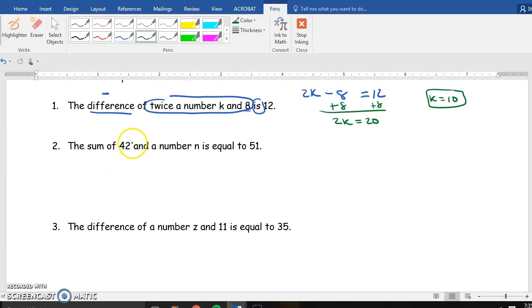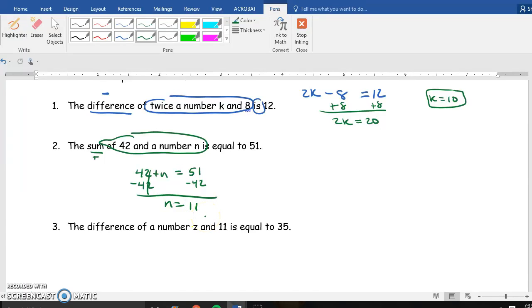Next, the sum of 42 and a number n, right? The sum means addition, right, of 42 and a number n. So 42 plus n is equal to 51. Now I can subtract 42. n is equal to 51 minus 42, which is 11.